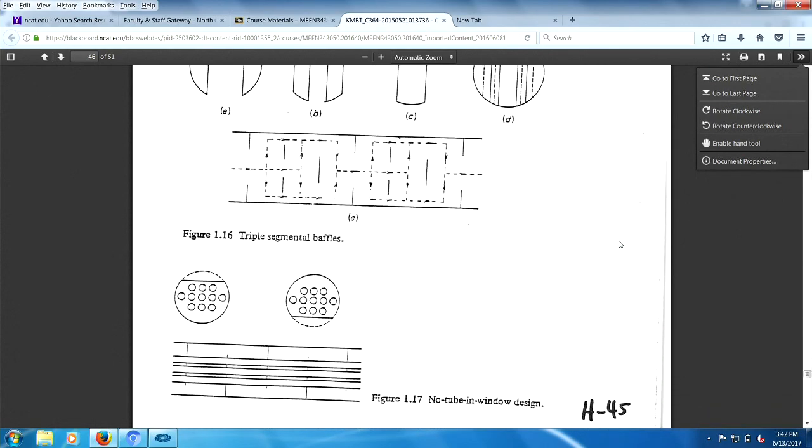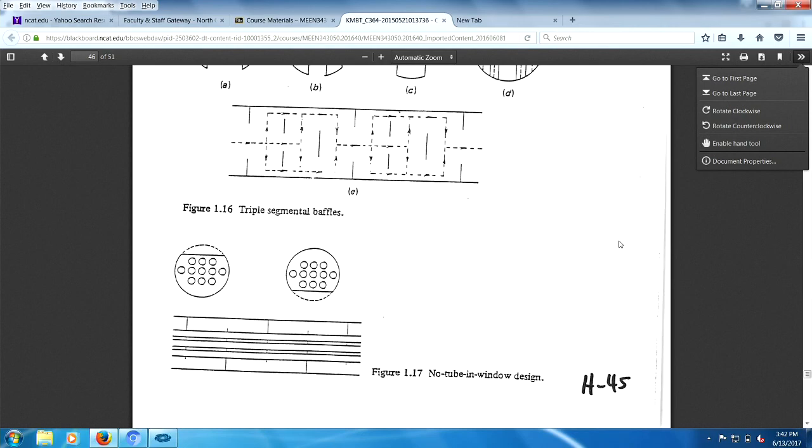Here's some more pictures. Look at that. No tube in window. Remember, this is the baffle window. This is a baffle window. This is a baffle window. That's where a tube is fairly long and it's undergoing various flows. The flow is hitting it, and it's going parallel, and the flow is accelerating away or moving away. I don't know if it's accelerating. It's probably decelerating away.